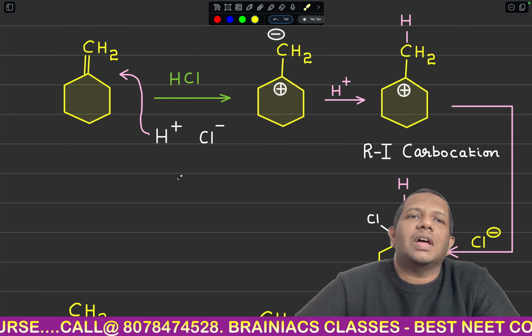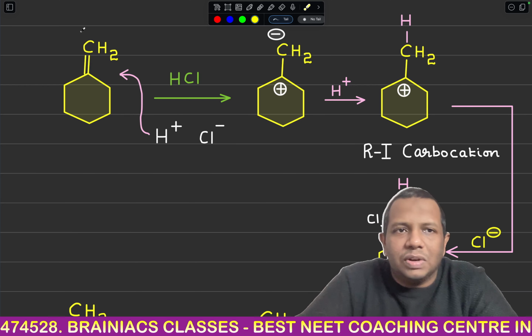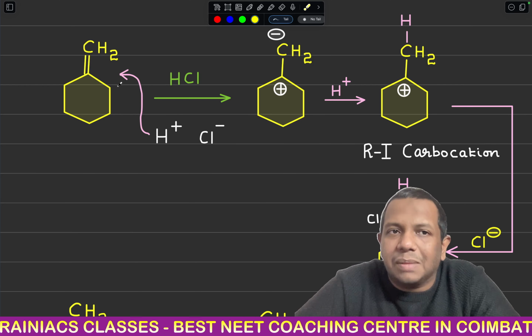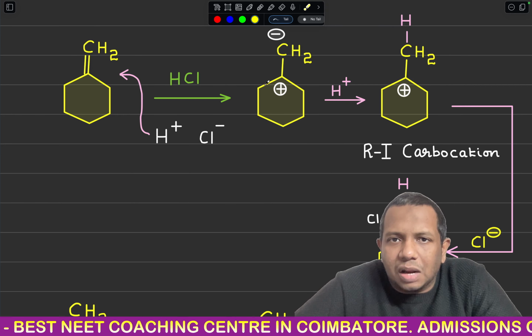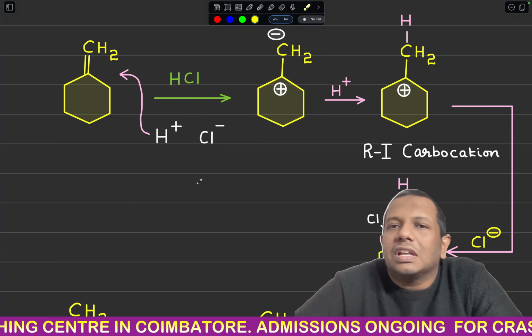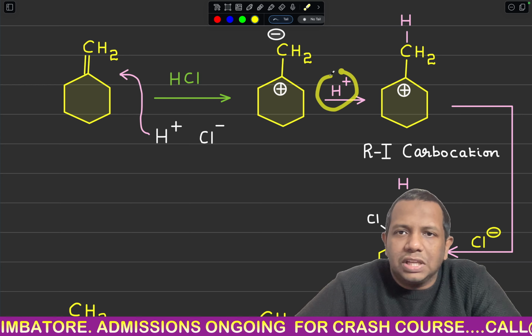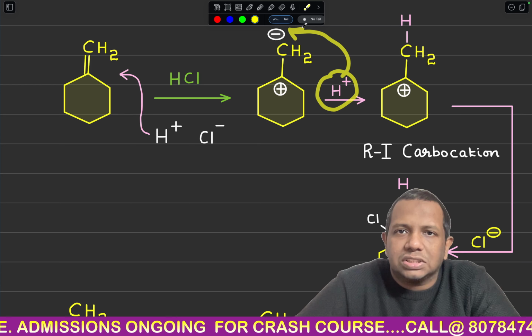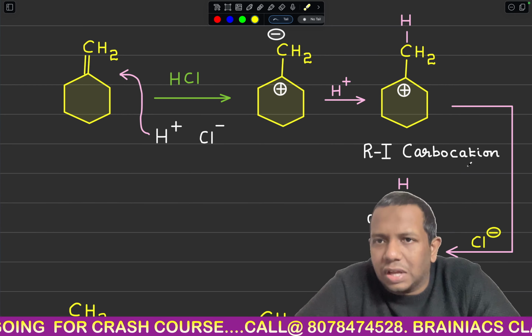Some students may ask, sir, why can't it polarize the other way? If you do it like that, you will get a primary carbocation, which is unstable. Now you are getting a carbocation which is tertiary in nature, and we know that tertiary carbocations are stable. So next, the approaching H plus will attack the negative charge, and you get the reaction intermediate, which is a carbocation.